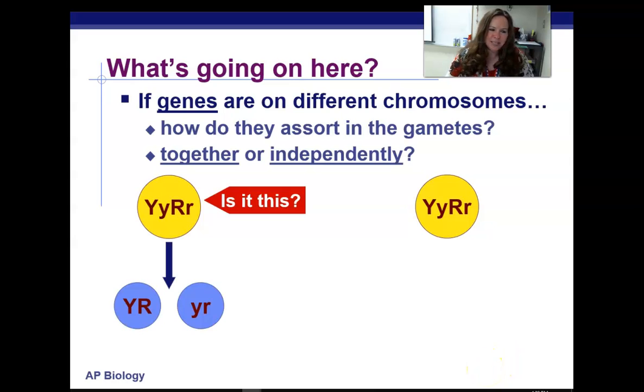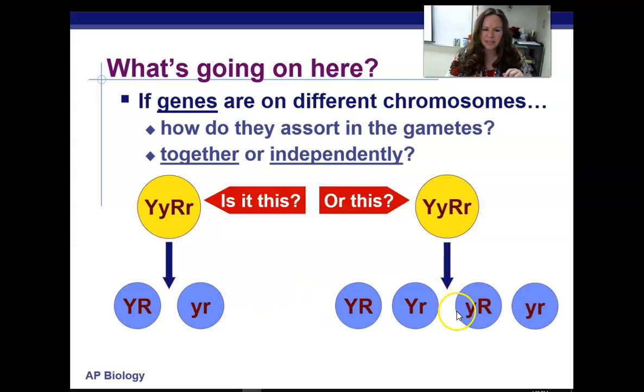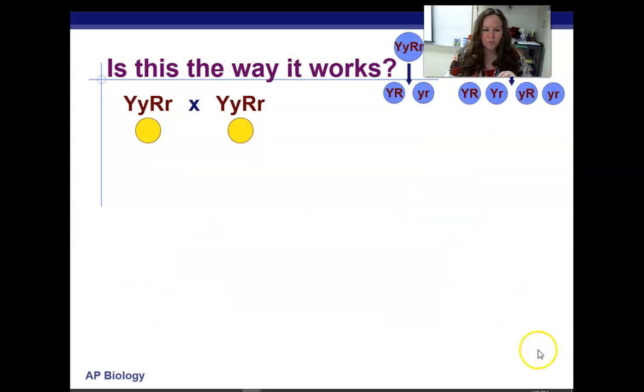So is it this, that the 2 dominant ones from one parent are always inherited together, and the 2 recessive ones from the other parent, are they always inherited together? Or is it this? Oh, does this look familiar? Finding the gamete allele possibilities, the combinations, using the FOIL method. So is it this, that you get more of a mix, yellow round, yellow wrinkled, green round, and green wrinkled? Which one would explain the data?